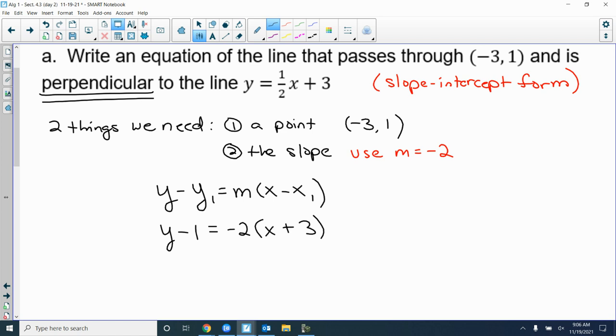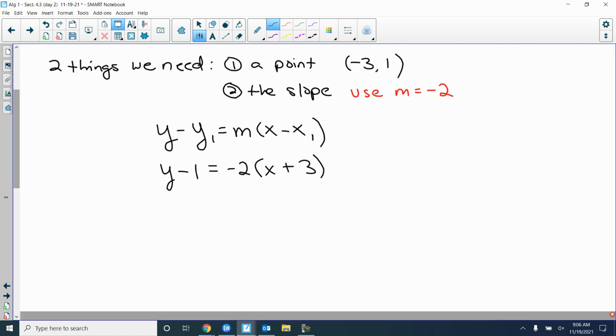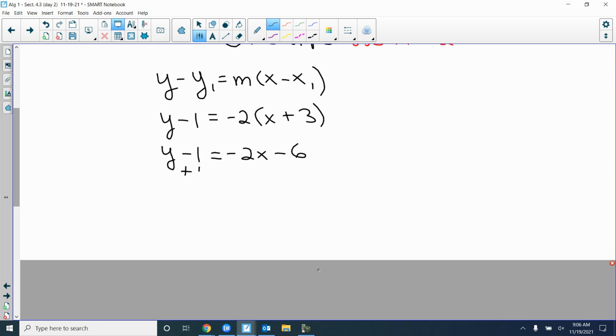Now I got to solve it. It's not in slope-intercept form. So I get y minus 1 equals negative 2x, distribute, negative 2 times 3 is negative 6. Add 1. y equals negative 2x minus 5. Okay, y equals negative 2x minus 5. That's perpendicular to the original line. So if you graph them, they cross at right angles.